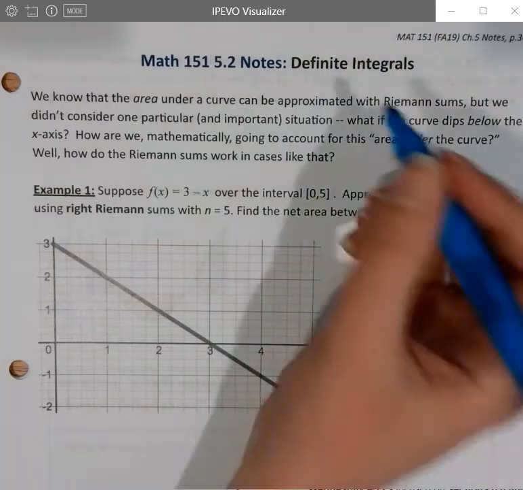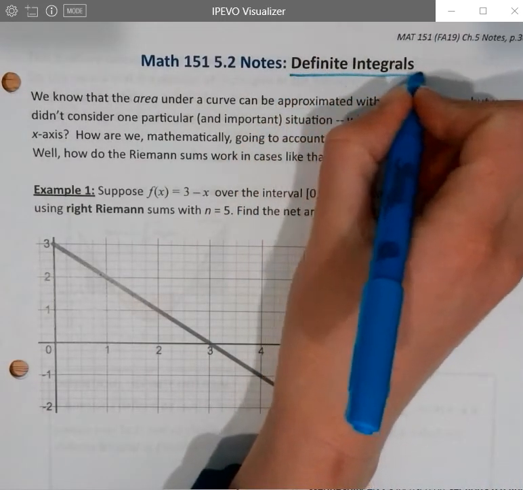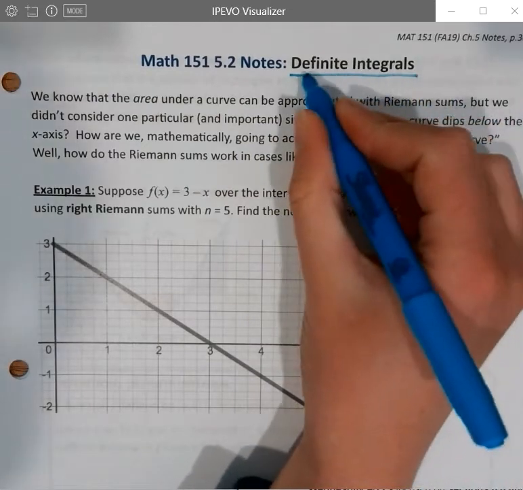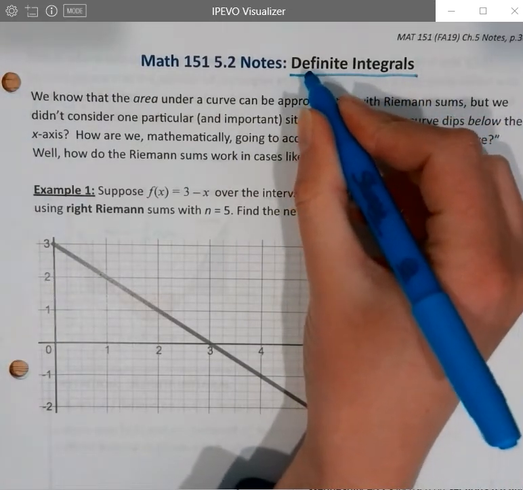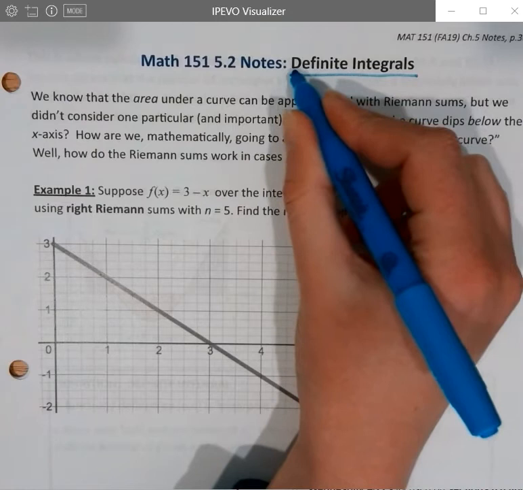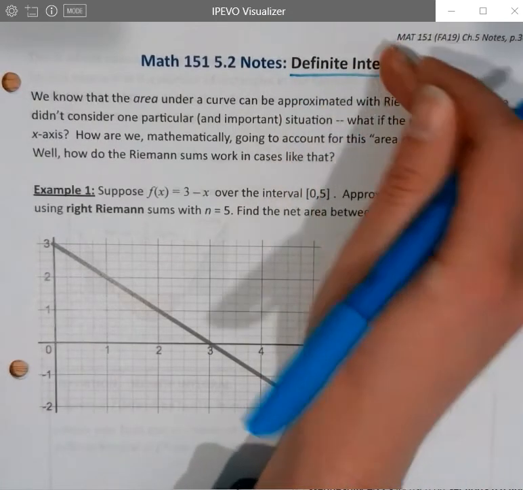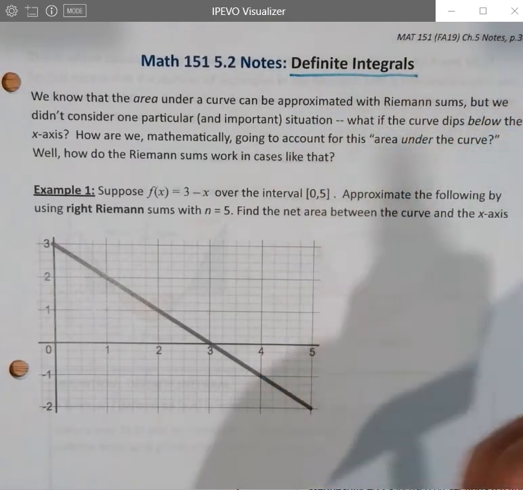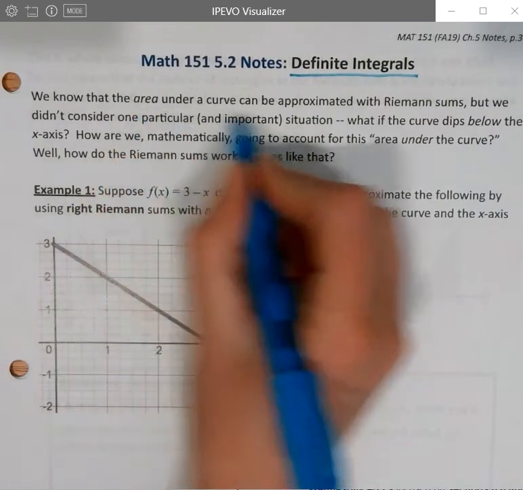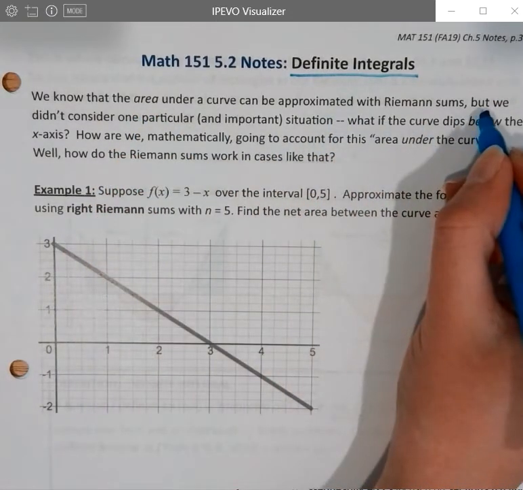In 5.2, we're going to talk about definite integrals. So we've done indefinite integrals in sections 4.9 and the beginning of 5.5. So we're starting with a new type of integrals. Before we get there, we need to talk about what we already know about the area under a curve and how it can be approximated in Riemann sums.